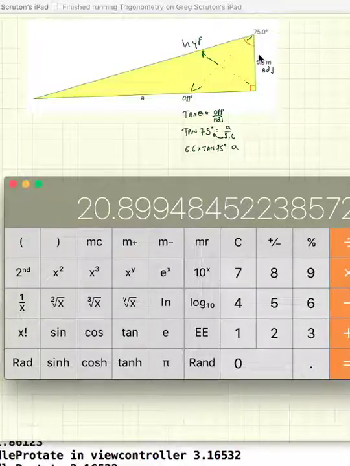Okay, now if this is 5.6, does this look to be about 3 times as long? Sure, absolutely. So 1, 2, 3, with a little bit to spare, so that makes sense. Okay, so 20.899 and the units are meters.